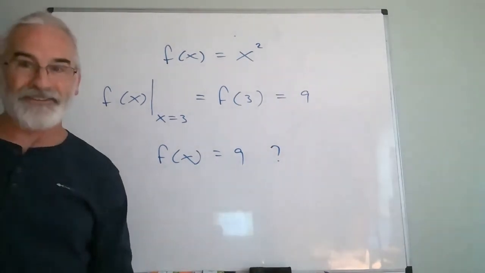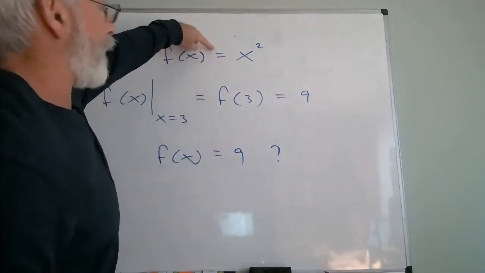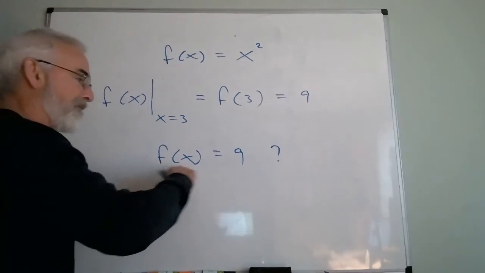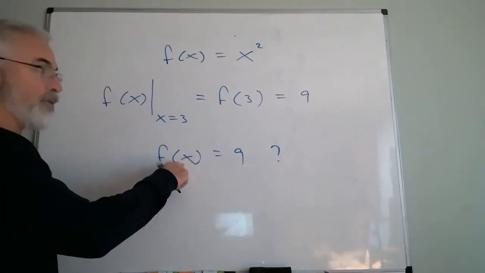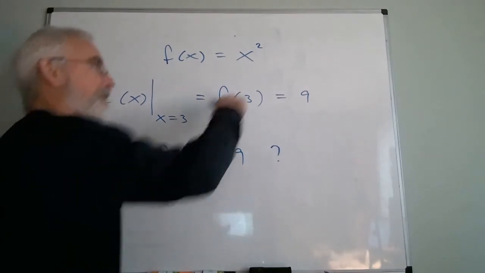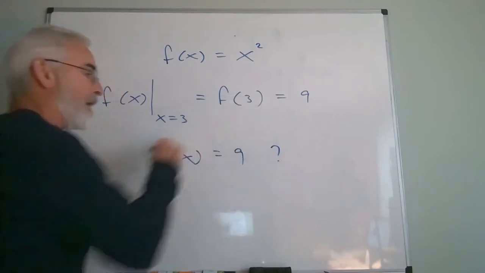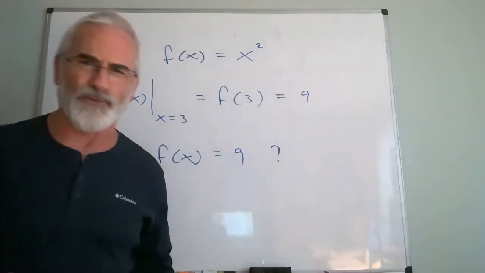Absolutely not. Not even close. This is a parabola. This is a horizontal line. I am saying that my function equals 9 for all input. No. It's only equal to 9 for that input. I cannot equate these two. Mathematically, that is an egregious error. That's called a gross mathematical error.